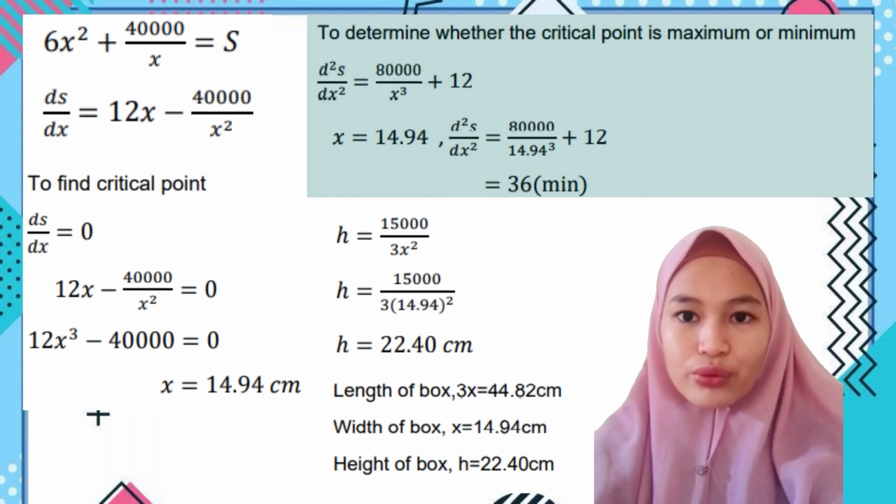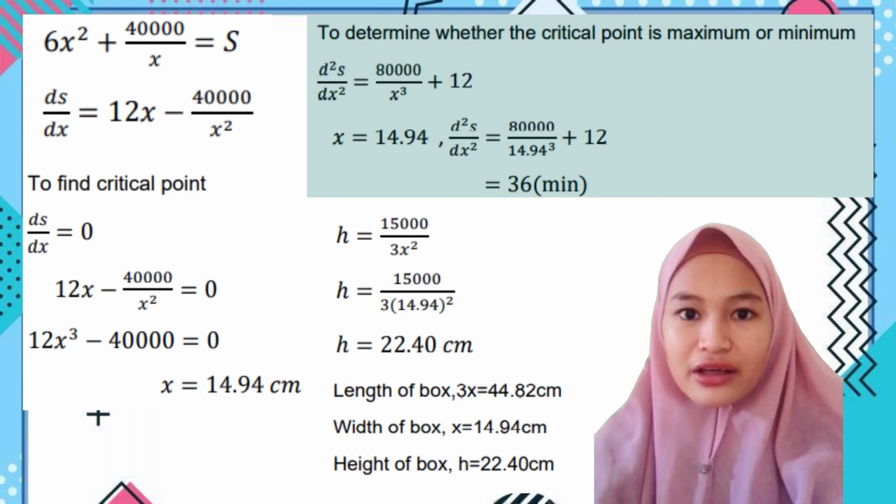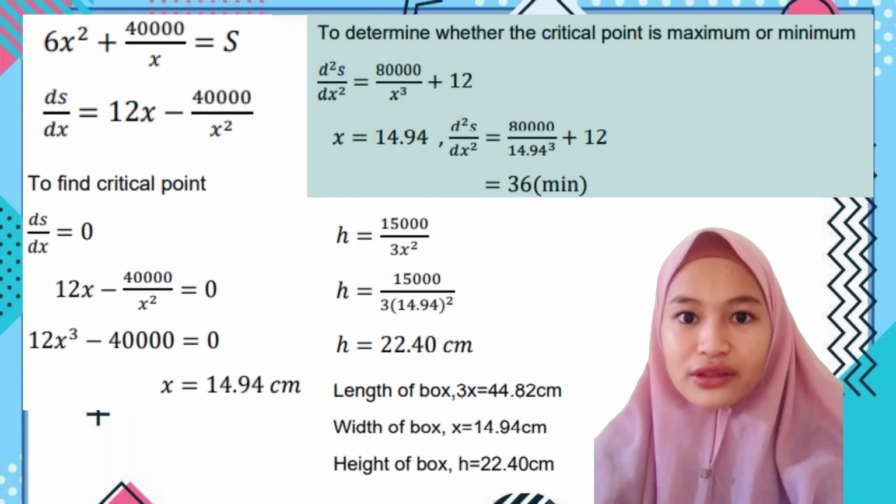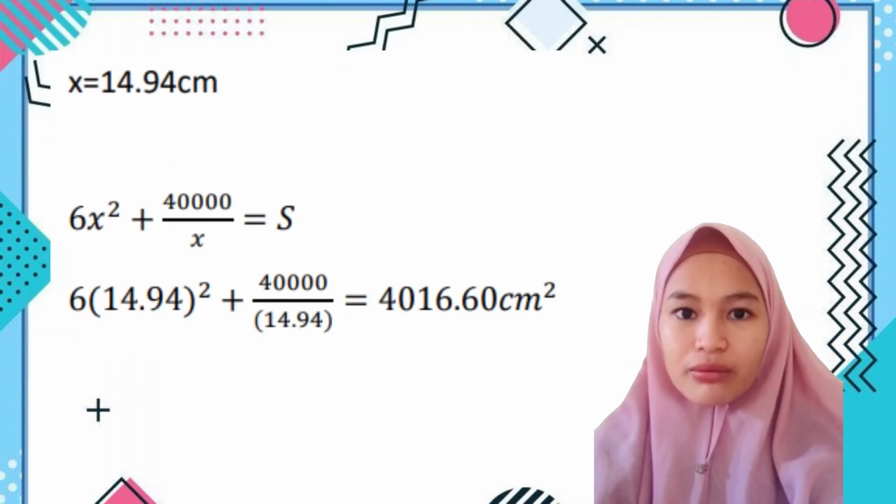To determine whether the critical point is maximum or minimum, you have to find the second derivative. So you will get 80,000 over x cubed plus 12, and you will get 36. It will be minimum. So next you can find H equal to 15,000 over 3x squared. So you will get H equals 22.40 cm. So the answer is length of the box is 44.82 cm, width of the box is 14.94 cm, height of the box is 22.40 cm.